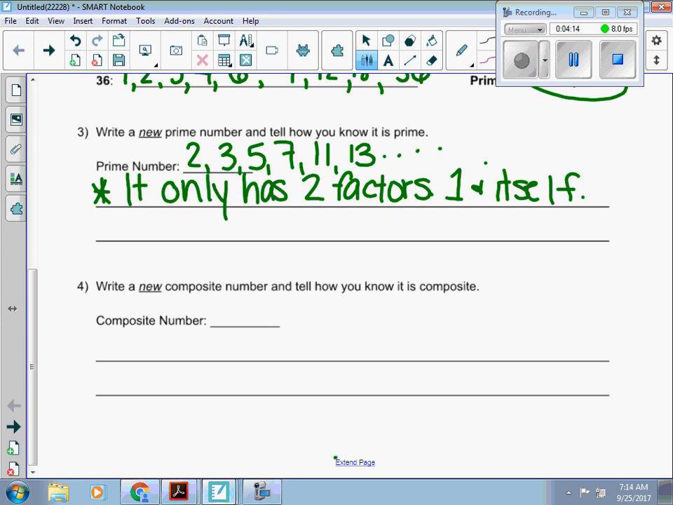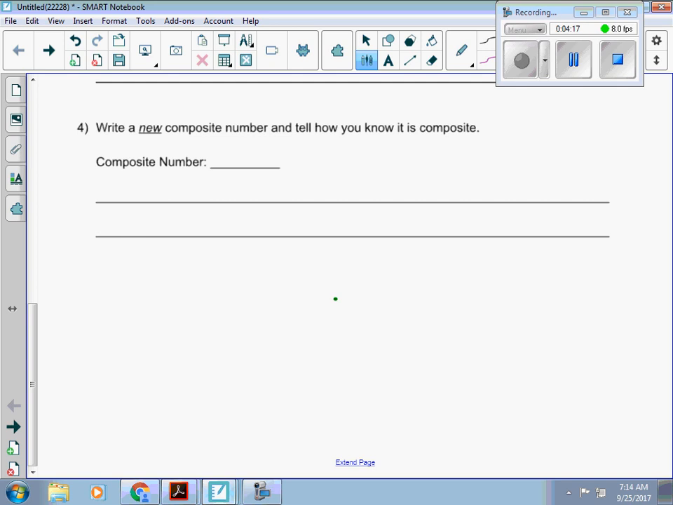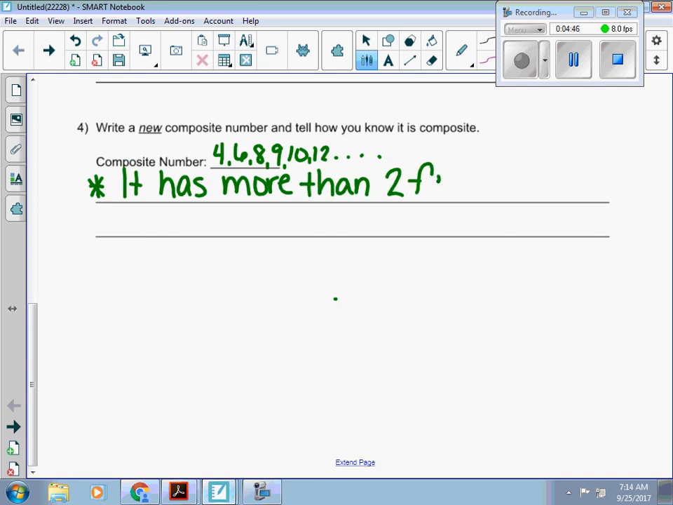And same with composite. Okay? We can list a whole bunch of different numbers. You could have 4, 6, 8, 9, 10, 12, and keep going. Again, on that notes sheet, anyone that we colored, I think, were the composite numbers. The important part, again, is the definition. It has more than 2 factors. And then remember that 1 isn't prime or composite because it only has 1 factor.